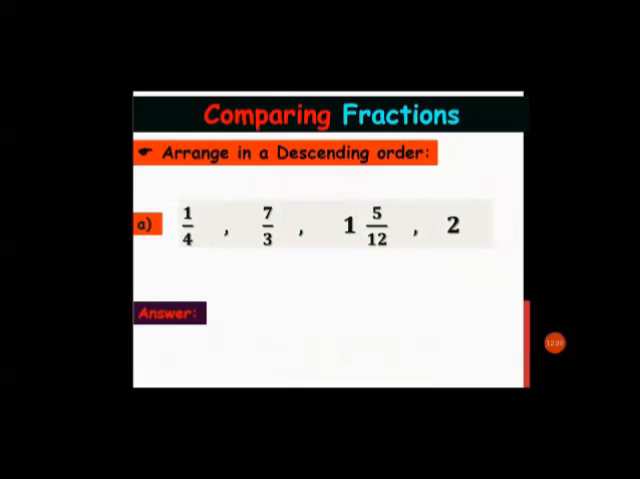Arrange in a descending order. Now descending means from big to small. We are going to follow the same steps we did in the previous slide. So I will first notice the denominators I have here. What are the denominators here? 4, 3, 12. Okay, I noticed that 4 and 3 exist in the table of 12. So if I multiply 3 times 4, it will give me 12.